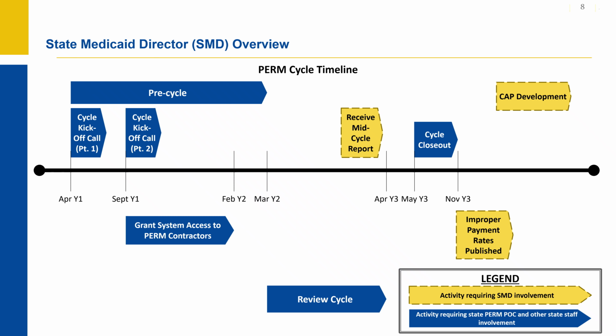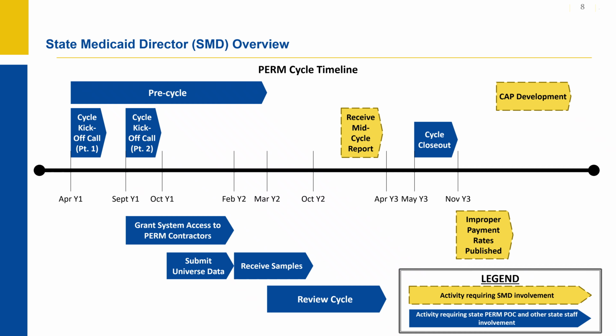As we transition from pre-cycle to the review phase, states submit universe data to the SC between October of year 1 and February of year 2. Then between February and October of year 2, states receive samples from the SC. During the review phase, the ERC conducts eligibility reviews.